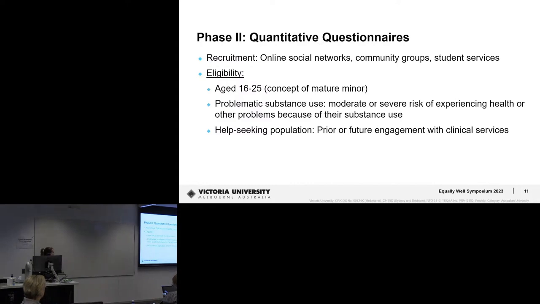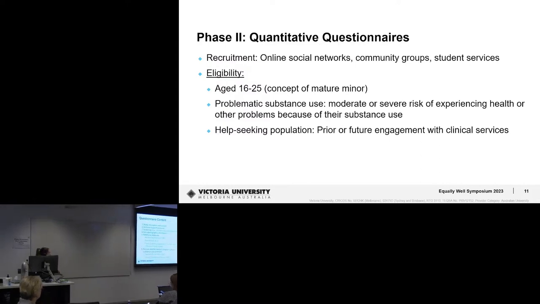Young people were eligible if they were aged 16 to 25 years, based on the concept of mature minor, and if they were involved with problematic substance use, which I defined as a moderate or severe risk of experiencing health or other problems because of their substance use. It was a help-seeking population, so they either needed to have prior engagement with health services, or they needed to express willingness to engage with clinical services in the future, because obviously we wanted to investigate the acceptability of physical activity interventions in a population that would potentially actually use these services.